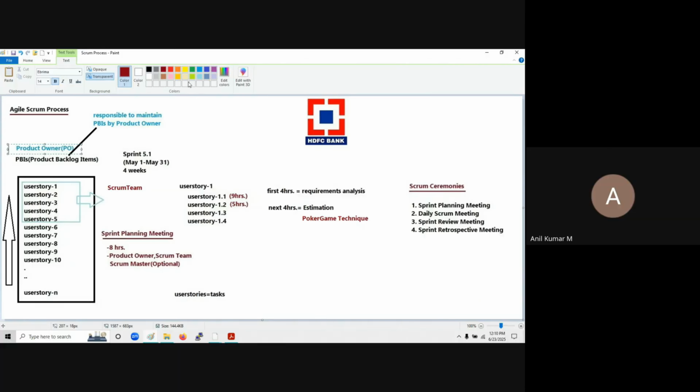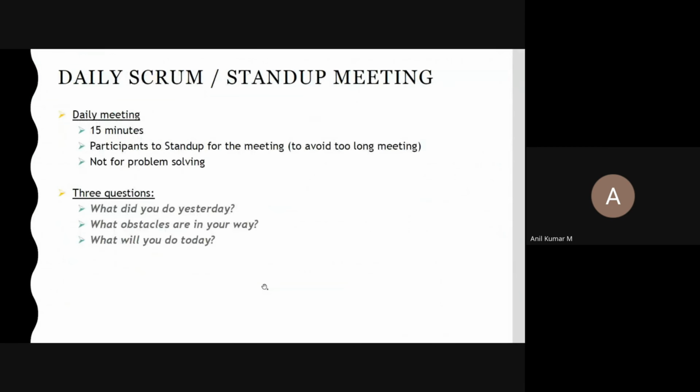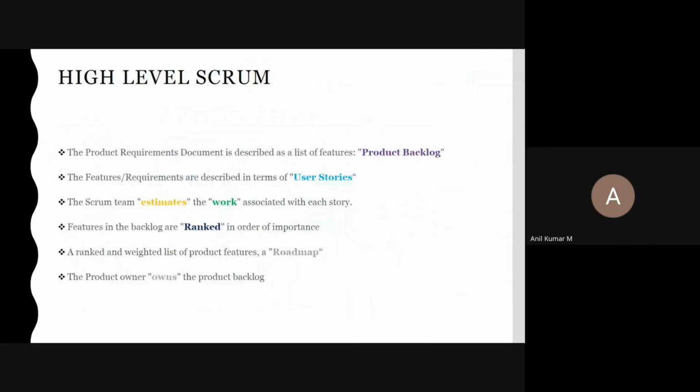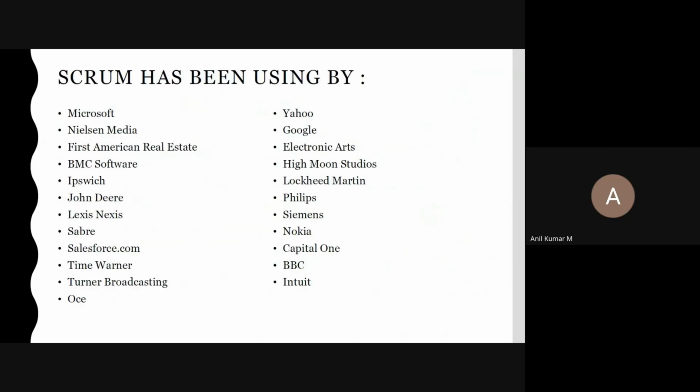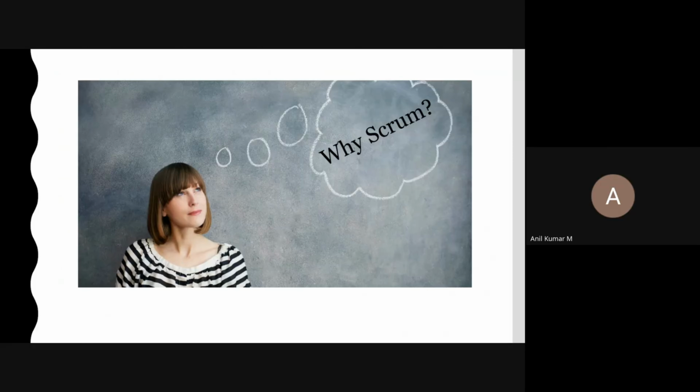So like this one, they are going to start working on these user stories. In this one, we have the Scrum roles and responsibilities here, guys. So here, the Scrum process workflow has been done. After that, see, Scrum is being used by many companies across the world: Microsoft, Nielsen Media, First American Real Estate, BMC Software, Ipswitch, John Deere, Siemens, Twitter. All these MNC companies are implementing this Scrum and getting more productivity.